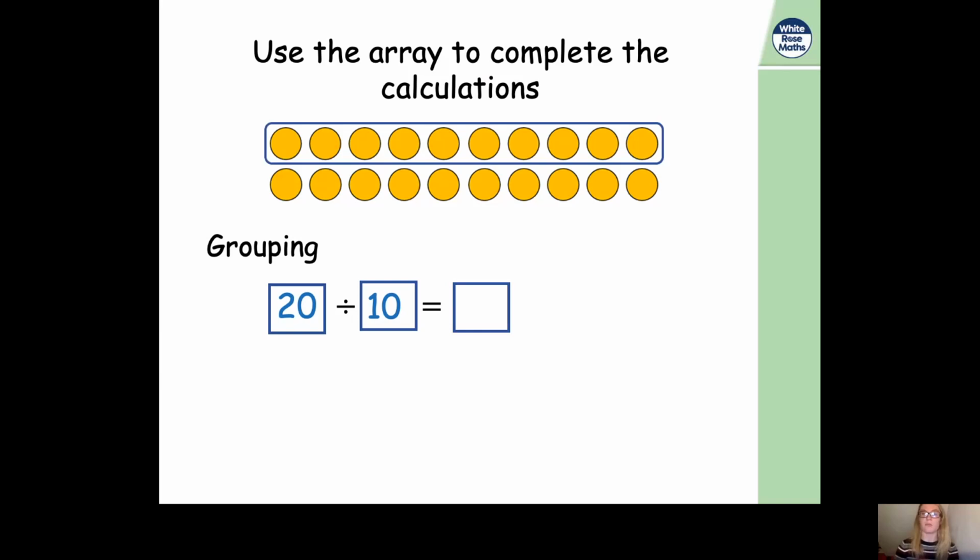So look, there's my first group of 10 and another group of 10. So what number do I need at the end of my division number sentence? Yes, you're right. I need 2. Fantastic. Well done if you got that right.